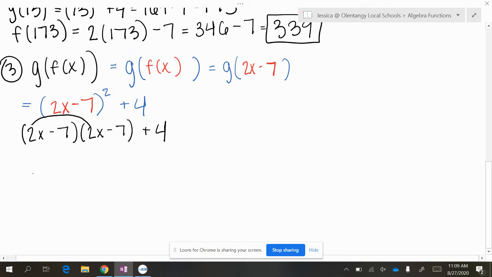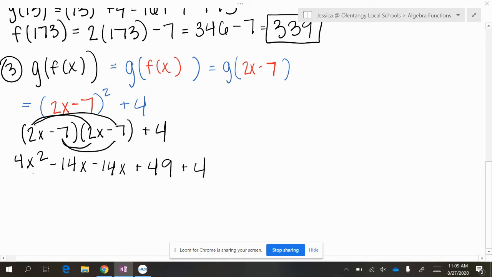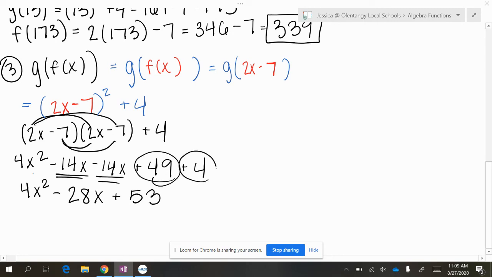Now 2x times 2x is 4x squared. 2x times negative 7 is minus 14x, minus 14x, plus 49. And then simplify that even more. We still have that 4 there on the end. Don't have another x squared term, so it's 4x squared. Minus 14x and minus 14x is minus 28x, plus 53 because of 49 and the 4.